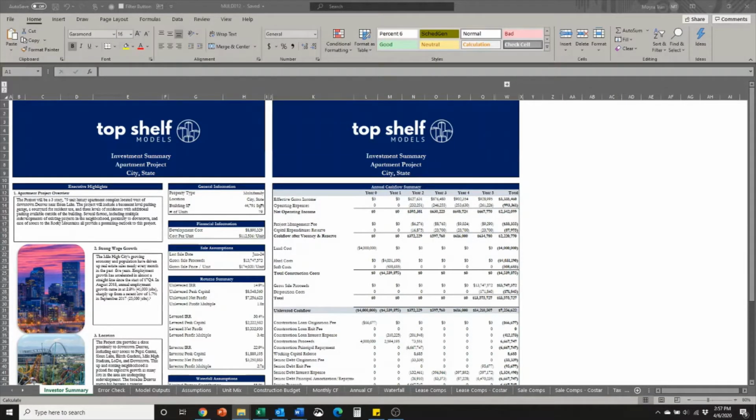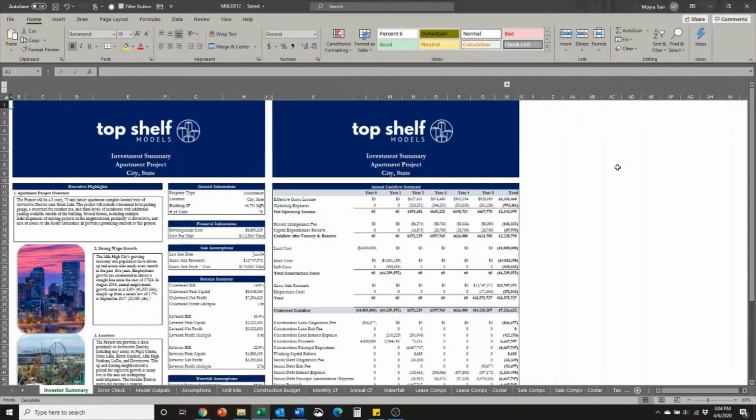And the DSCR formula is as follows, and it's the NOI divided by the debt service, where the NOI, or the net operating income, is the sum of the revenues and expenses during a specified period, and the debt service is the interest plus the principal payment during the same period. So by using this formula, one can calculate the ability to pay back a loan.